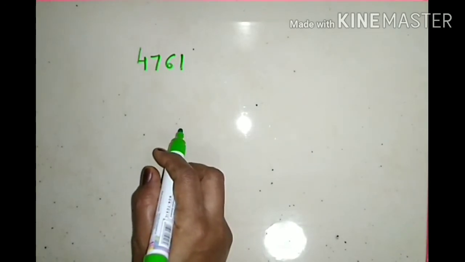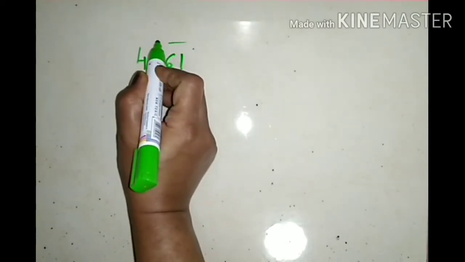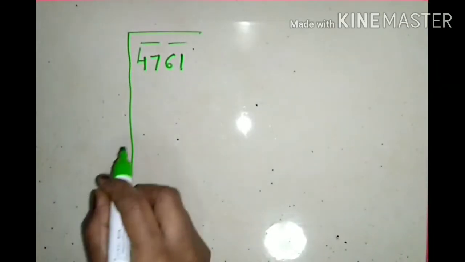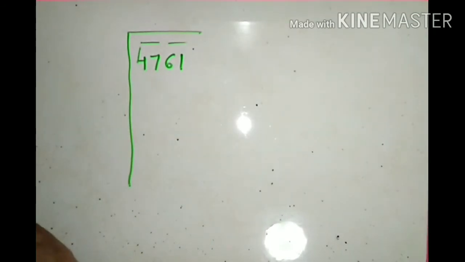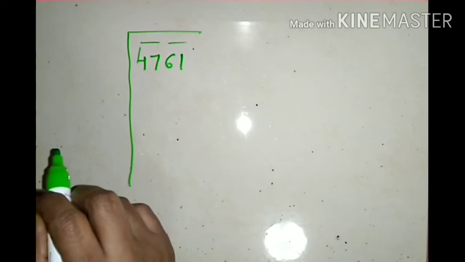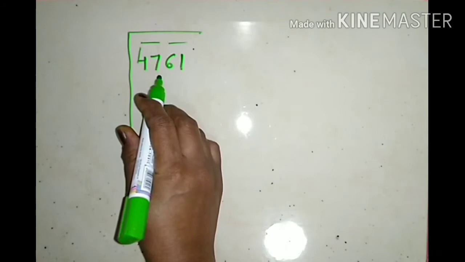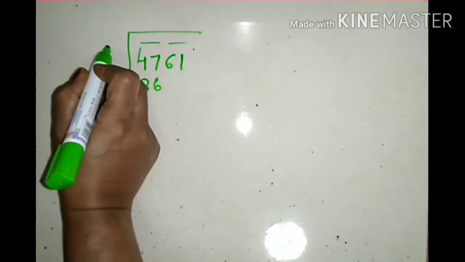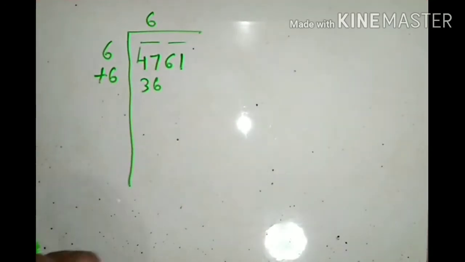First step for this is making pairs of numbers from right to left. First pair, second pair. We put these lines. Now we have to choose squares of numbers which comes closer to 47. That is 5 5s are 25, 6 6s are 36, 7 7s are 49. 49 goes beyond this, so we will choose 6 6s are 36. We have to write 36 here, and 6 we will write in 3 places. Here plus 6 and 6 here.